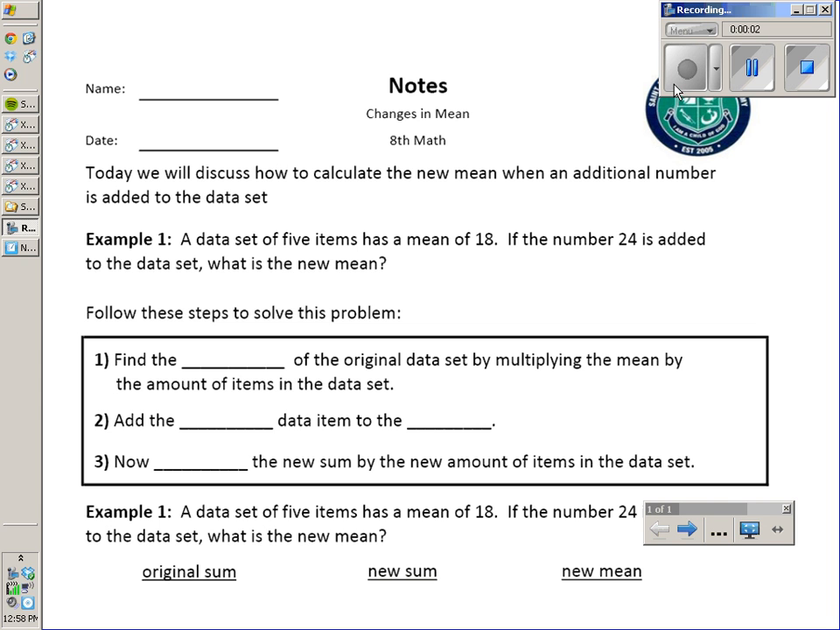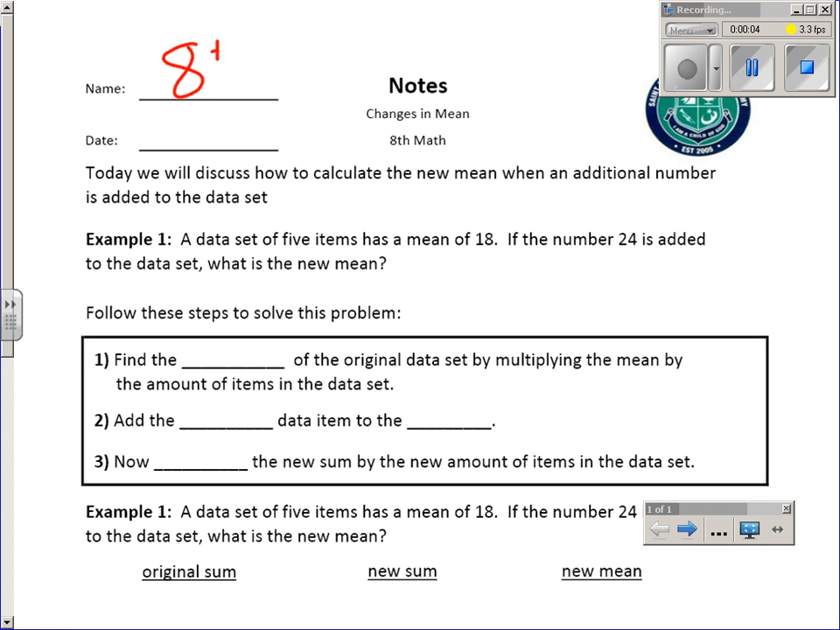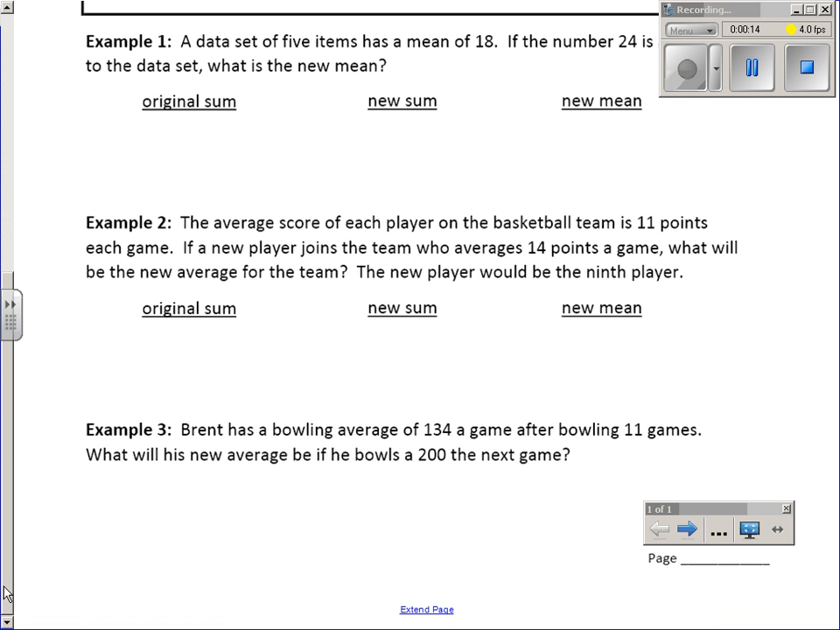Good afternoon, 8th graders. This will be our video on how to deal with when there's an additional item added to a set of data, and how that affects the averages. So it'll be page 32.